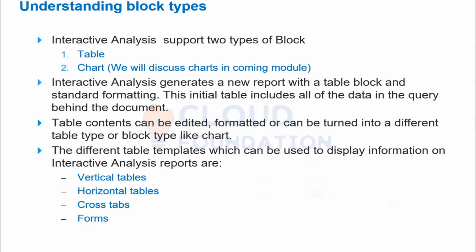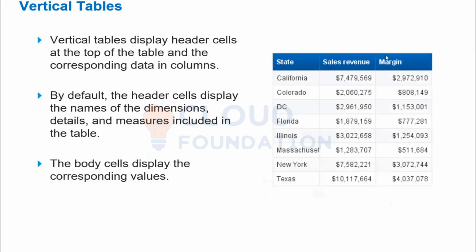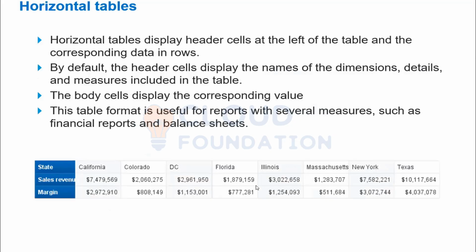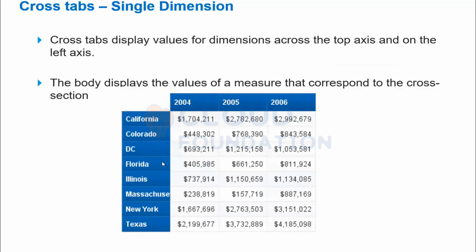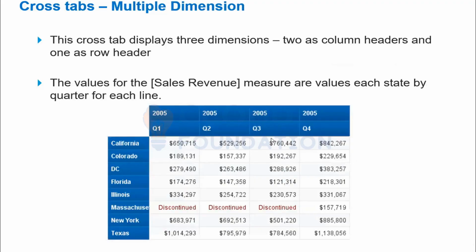What are the types of tables available like vertical tables, horizontal tables, cross tabs, forms? This is an example of a vertical table. This is a horizontal table. It is a cross tab where we have objects on the left side and the top header section also, but the body represents the measures. This is called a cross tab.